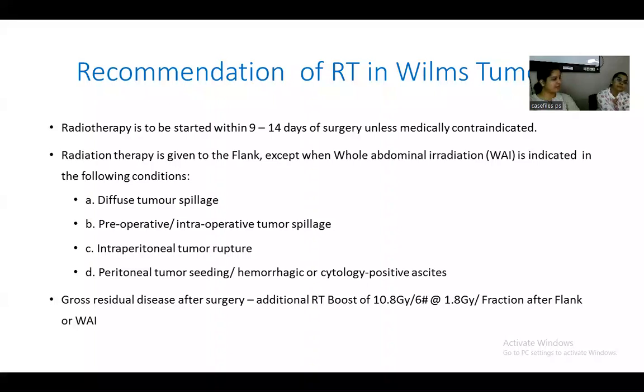Radiotherapy is given to the flank except where whole abdomen radiation is indicated, which includes a diffuse tumor spillage. Second, a preoperative or intraoperative spillage. Any intraperitoneal tumor rupture, or any peritoneal tumor seeding, or hemorrhagic ascites, or ascites positive for malignant cytology. If gross residual disease is present after surgery, then an additional radiotherapy booster dose of 10.8 gray is delivered.